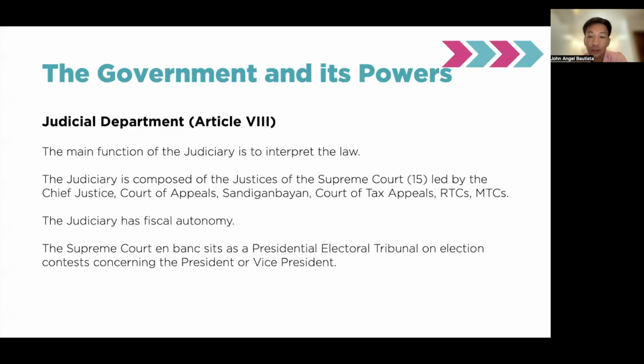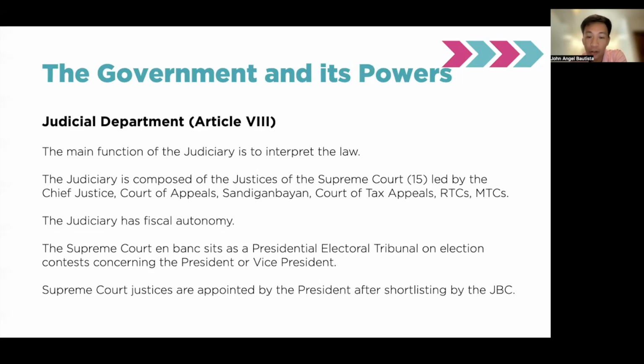Now, if there are election protests concerning the president or vice president, the Supreme Court sits en banc, or ibig sabihin, lahat sila, they will sit as a presidential electoral tribunal. So, in a sense, iba siya, hindi siya regular na function ng Supreme Court, which is ang gagawin lang nila doon is to settle the contest between the contesting parties doon sa presidency or the vice presidency, no? So the Supreme Court is a different entity from a presidential electoral tribunal. Kaya yung decisions ng presidential electoral tribunal can be parang appealed to the Supreme Court.